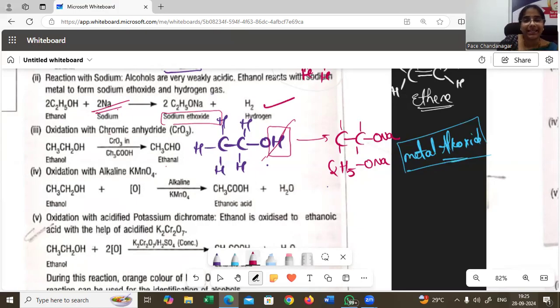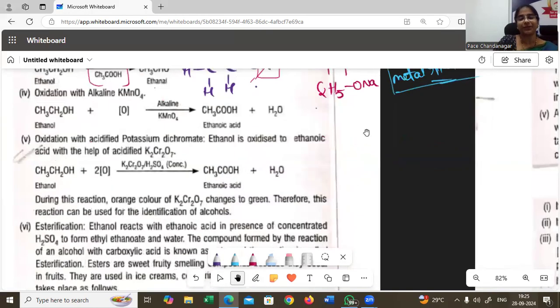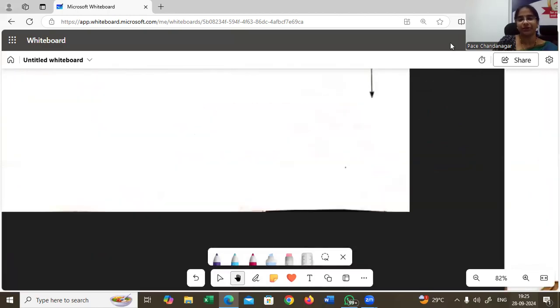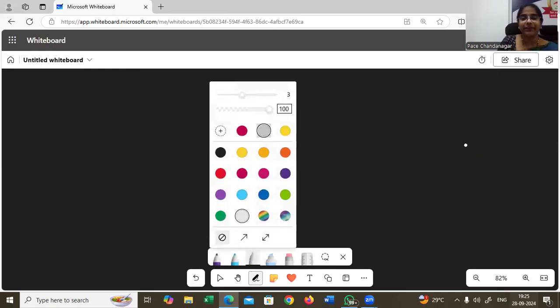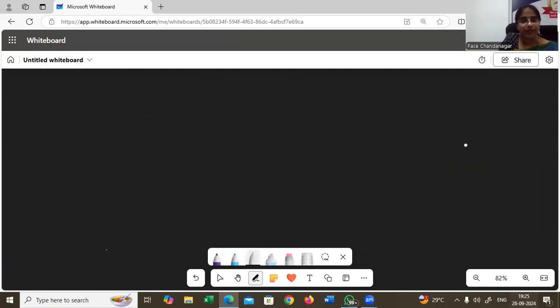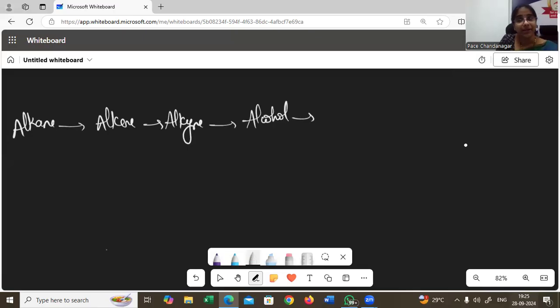Next, you have oxidation. This oxidation is also a beautiful thing. I'll show you one thing here. Not just one oxidation reaction, I'm going to show you many oxidation reactions. So remember, what have we learned till now? Let us write it down in a row. We have written first alkane, then alkene, then alkyne, then alcohol, then please write it down exactly as I'm writing.